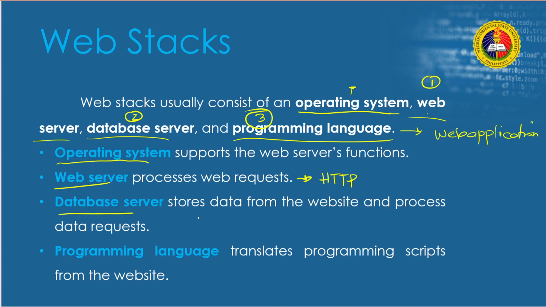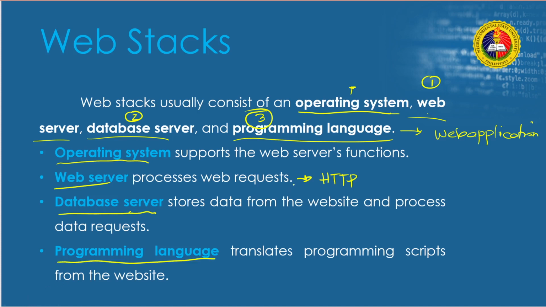And then the database server. It stores data from the website and processes data requests. Most dynamic websites have their own database. For example, where are the numbers of your likes and comments on Facebook stored? They are stored in a special database from Facebook. So to see how many likes your page has, you will need data from the database server.